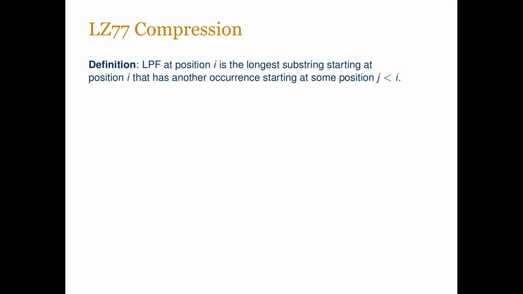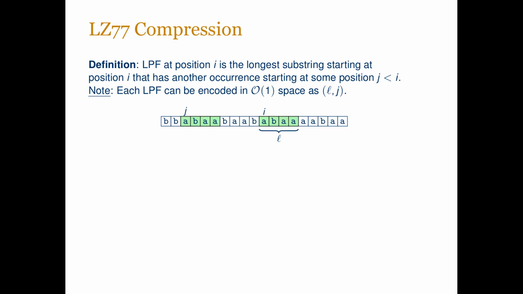Let us formally define LZ77 compression. The key concept in LZ77 is the longest previous factor, or LPF. The LPF of i is the longest substring starting at position i that has another occurrence starting at some position j smaller than i. Note that the LPF can be encoded in constant space as a pair containing its length and the position of the previous occurrence. In the example, the LPF at position i has length 4.